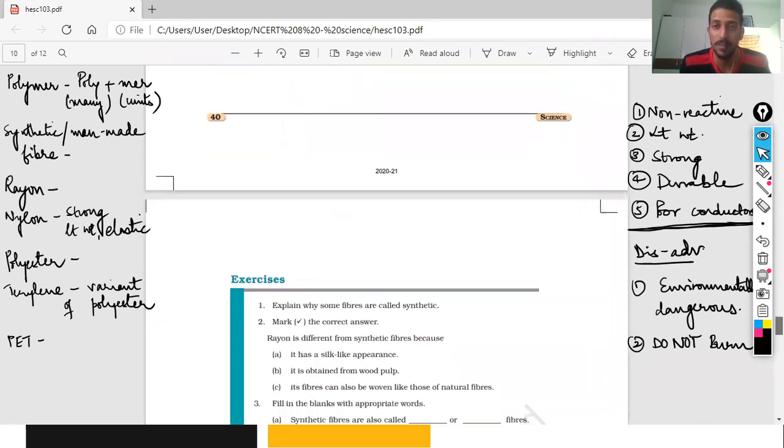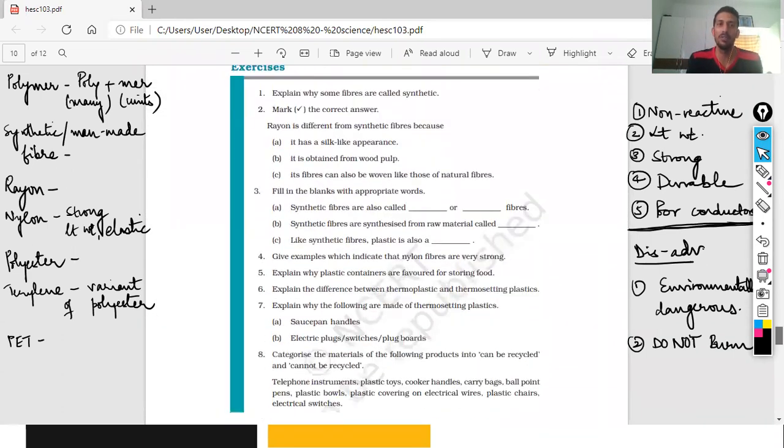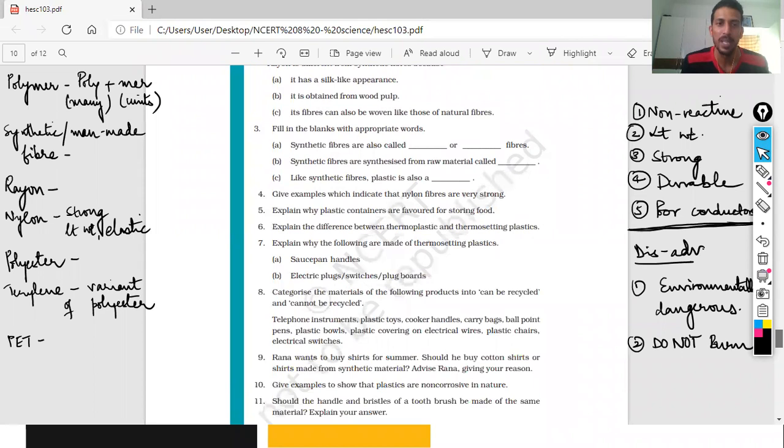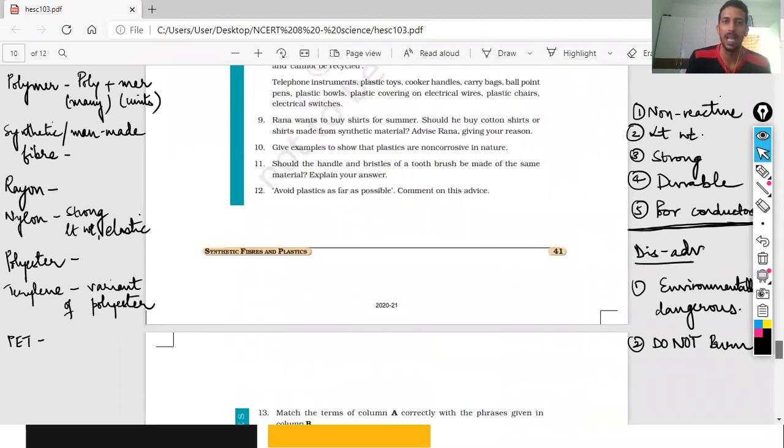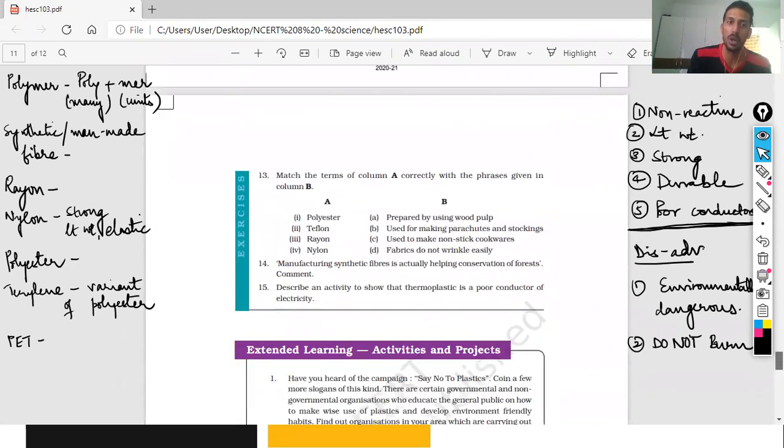So yeah, I think now you know answers to all of these questions that are explained here about how, what, why, and where plastic should be used and should not be used.